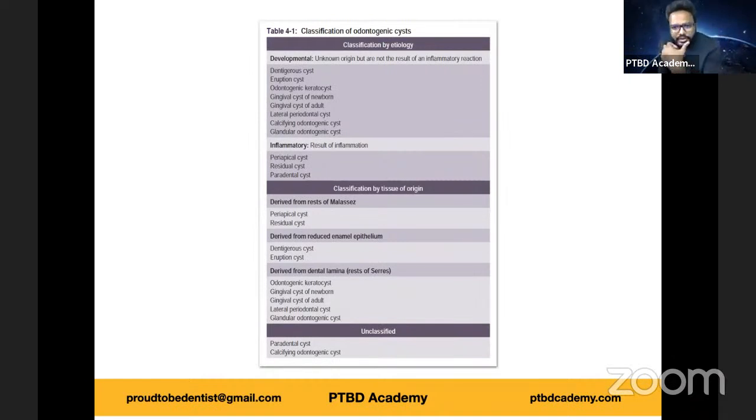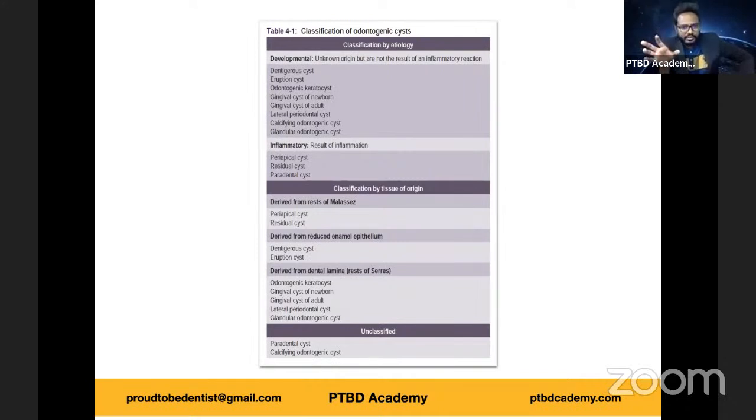And also you can see classification by tissue of origin: cysts derived from rests of Malassez, reduced enamel epithelium, dental lamina, and unclassified, that is paradental and calcifying odontogenic cyst. And for your information, according to White and Pharoah, the synonym of buccal bifurcation cyst is paradental cyst. That is unclassified, as you can see in this particular table. But according to WHO, buccal bifurcation cyst has been categorized as an inflammatory cyst, right? So this is just additional information for your reference.